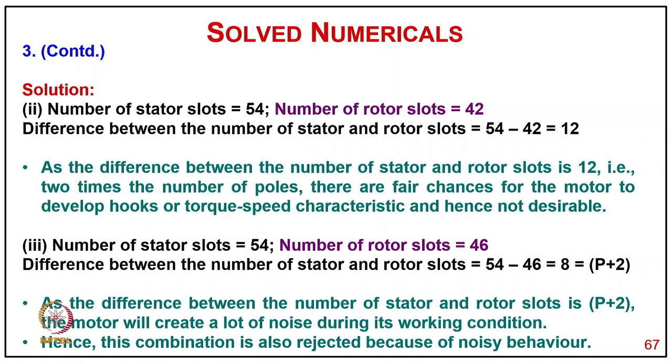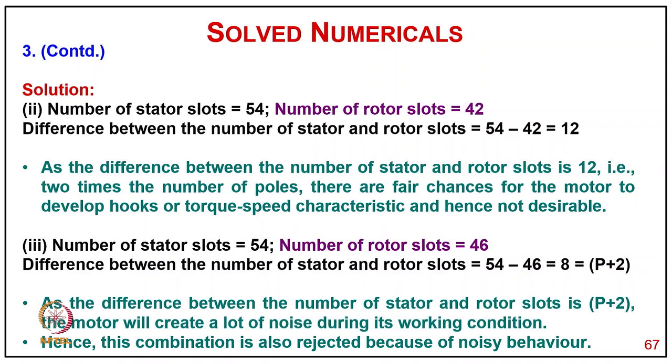Now, coming to the second combination: number of stator slots is 54, number of rotor slots 42. So the difference of these two slots comes around 12. The difference is 12, which is 2 times the number of poles. There is a fair chance of the motor developing hooks in the torque speed characteristic, and this is not desirable.